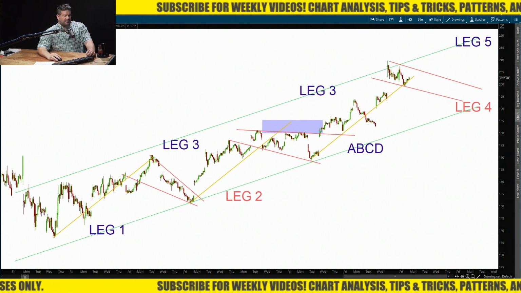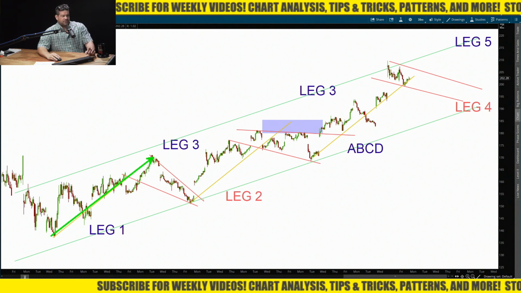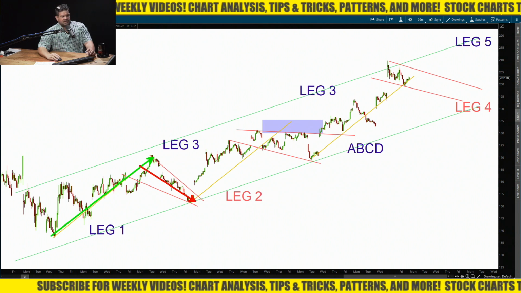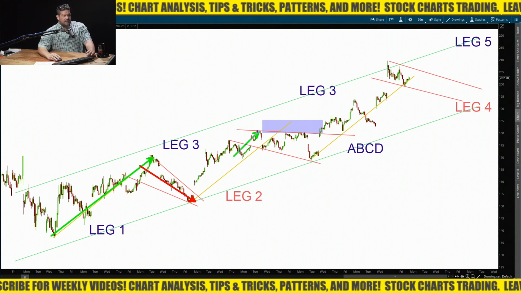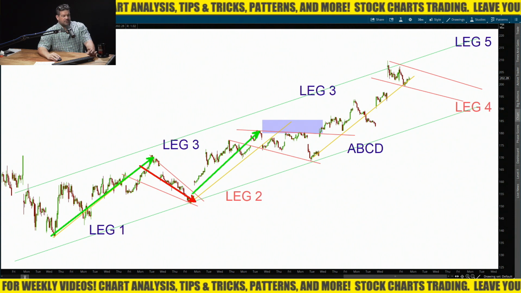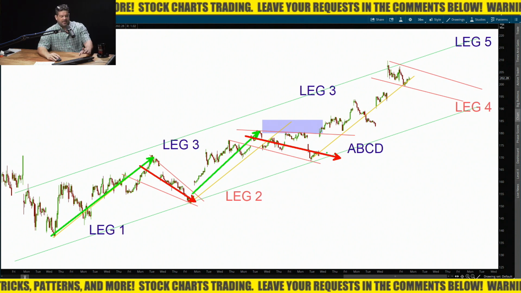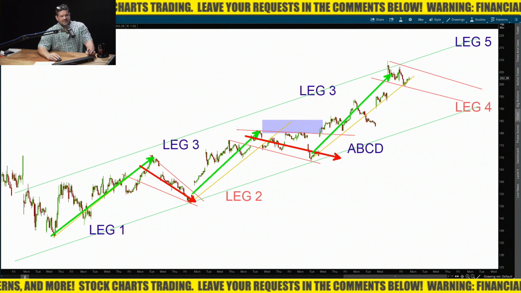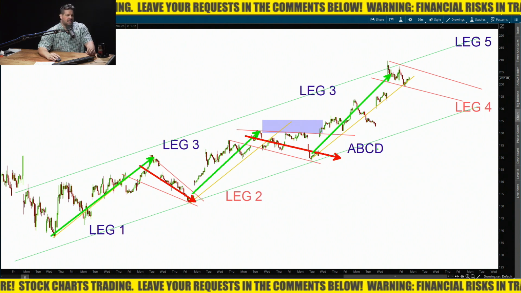So to do the Elliott Wave again, we're going to go leg one is up, and then leg two is going to be down into a little consolidation, a flag pattern usually. Then you'll have a trend trade, which is the same direction as the trend, go up. Then you'll have a pullback flag pattern, and then once it breaks out, you'll have the completion of the second half of leg three after having this ABCD consolidation.